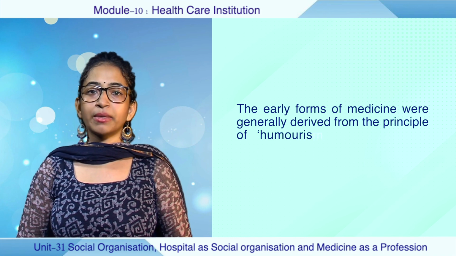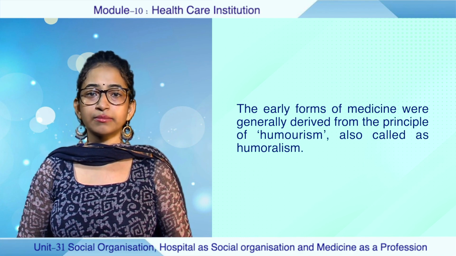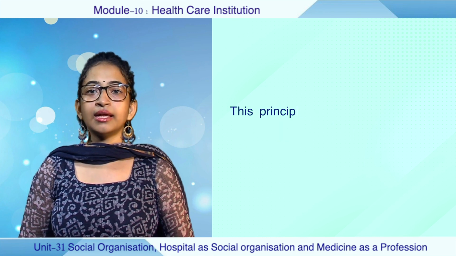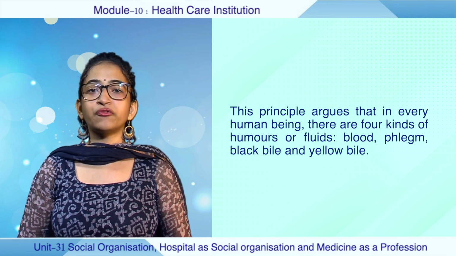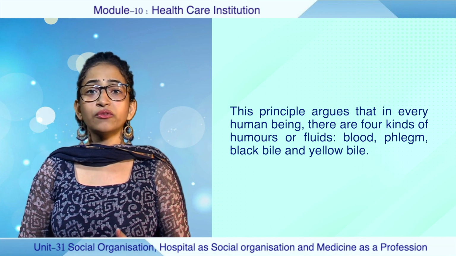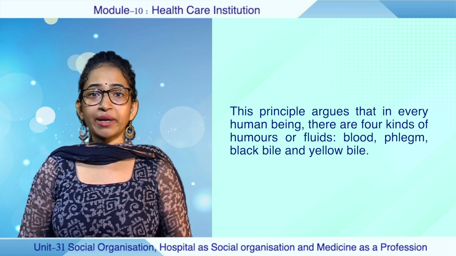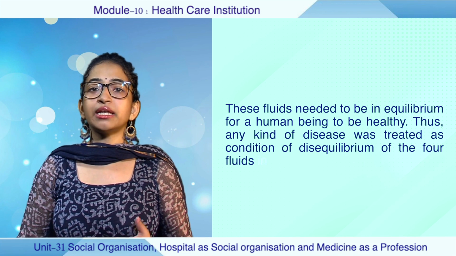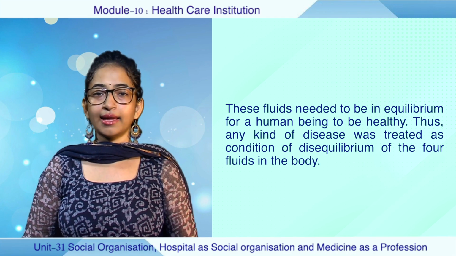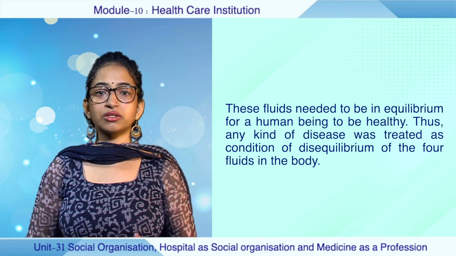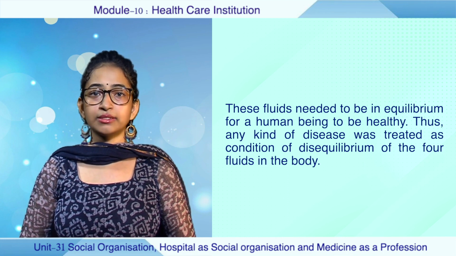The early forms of medicine were generally derived from the principle of humorism, also called humoralism. This principle argues that in every human being, there are four kinds of humors or fluids: blood, phlegm, black bile, and yellow bile. These fluids need to be in equilibrium for a human being to be healthy. Thus, any disease was treated as a disturbance of this equilibrium of the four fluids in the body.